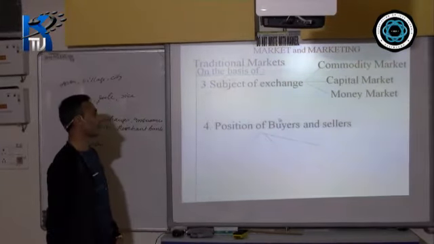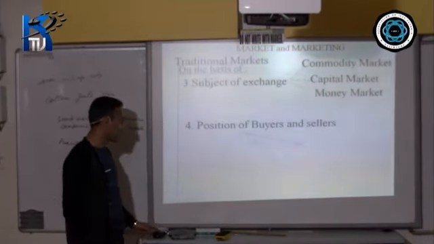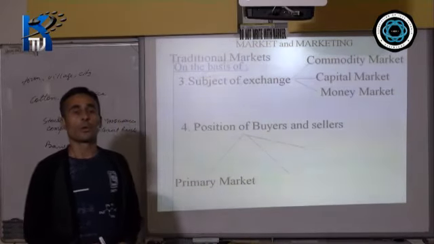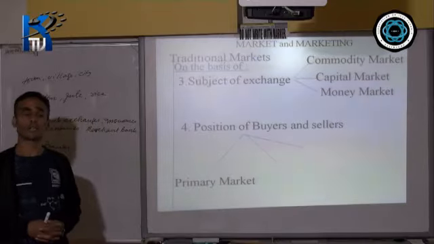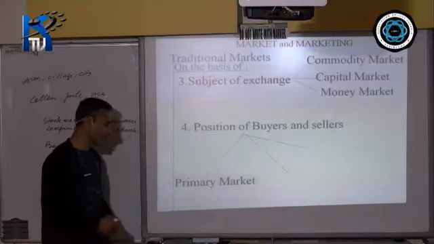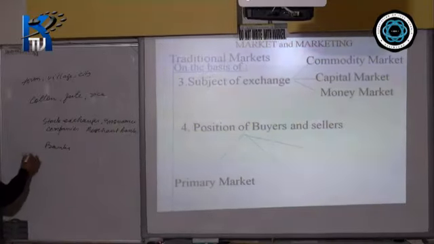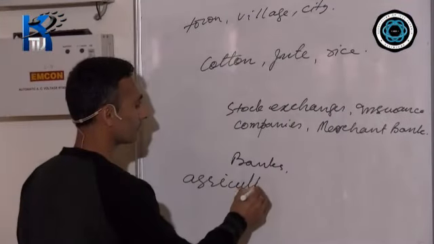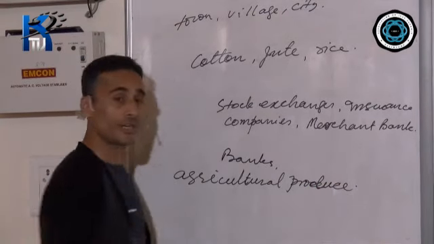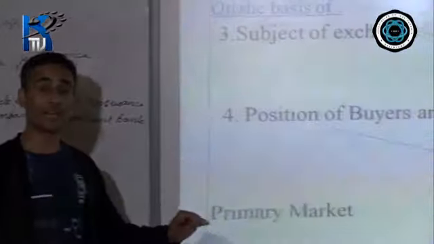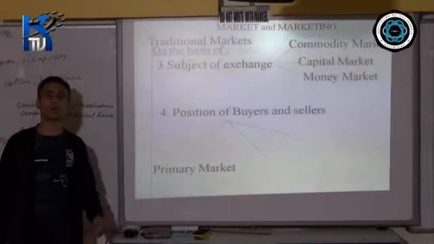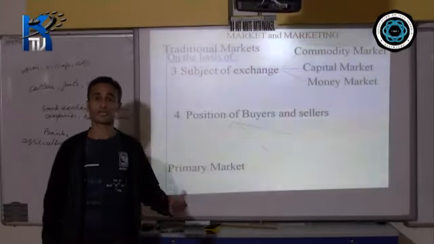Then you have another kind of market which is divided on the basis of position of buyers and sellers. When you talk about the position of buyers and sellers, what kind of buyers are there and what kind of sellers are there? So the first kind you have is the primary market. This primary market is related to agricultural produce, where agricultural products like ginger, orange, apples are sold directly to the wholesaler or to the agent or to the distributor.